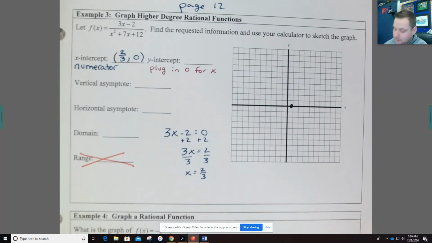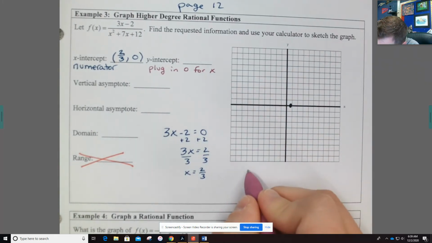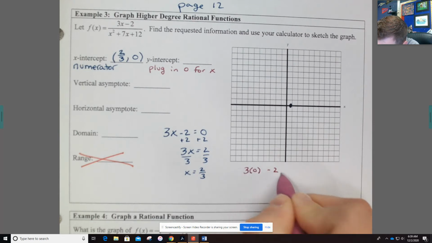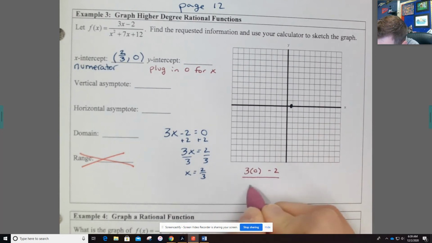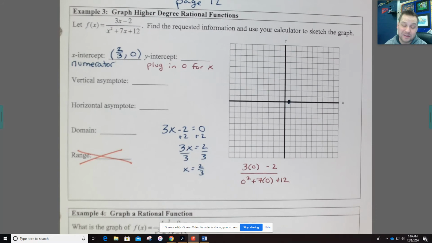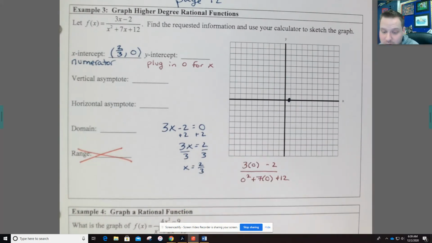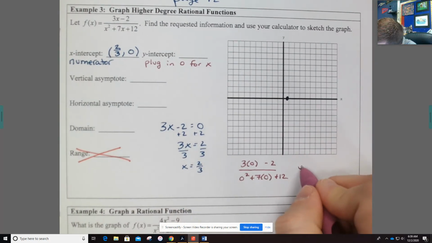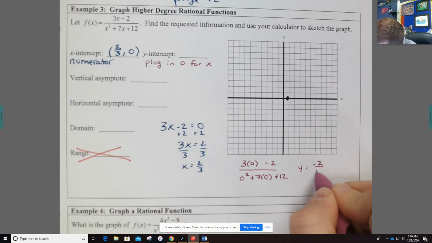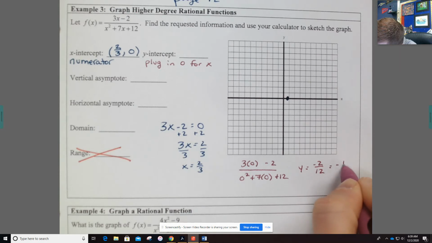So with that, we can do it in pink down here. Wherever I see an x, I'm going to plug in 0. So I got 3 times 0 minus 2 over 0 squared plus 7 times 0 plus 12. Honestly, I didn't really even need to do that. All you gotta do when you're plugging in 0 is cover up the x's and they're gone. So I'm gonna be left with y equaling negative 2 over 12, which is the same as negative 1/6.